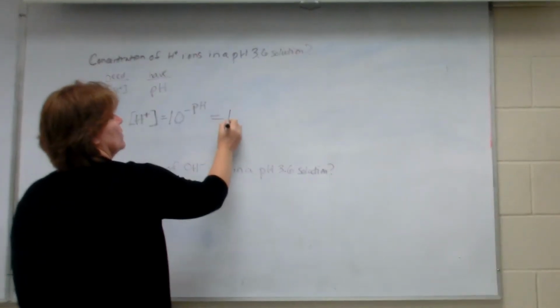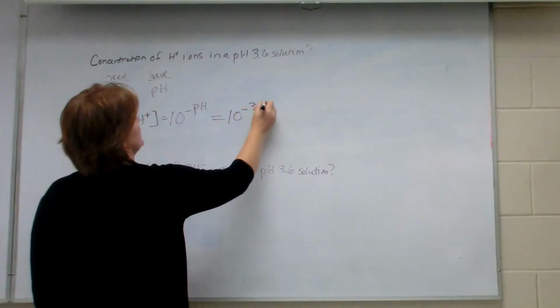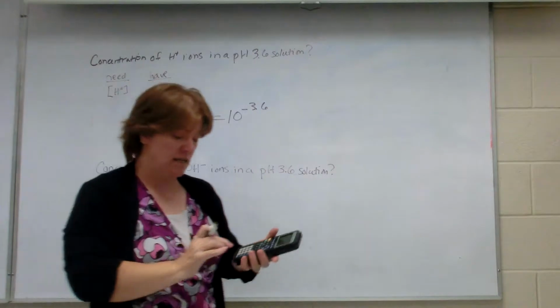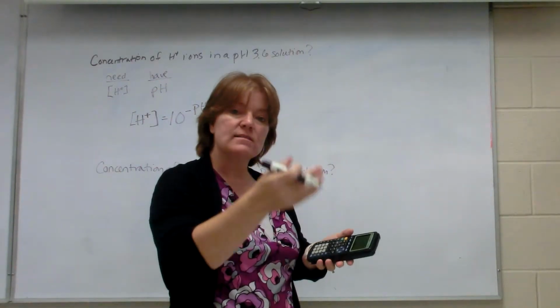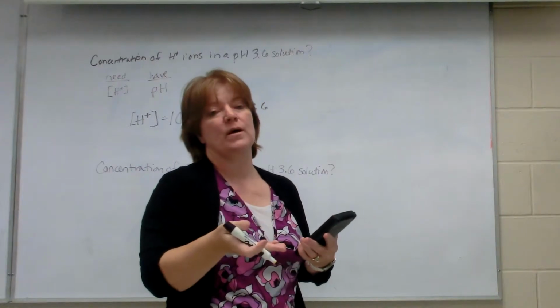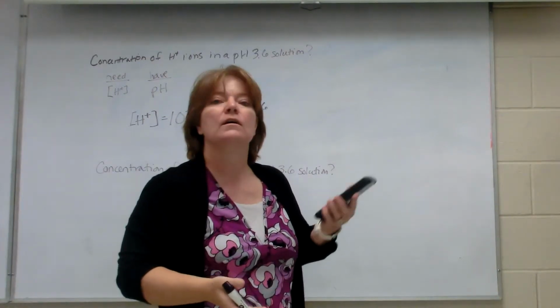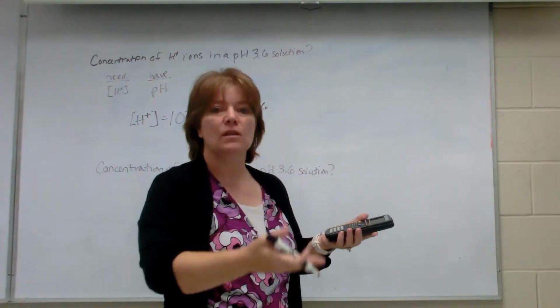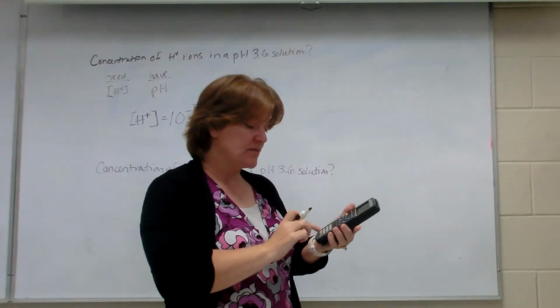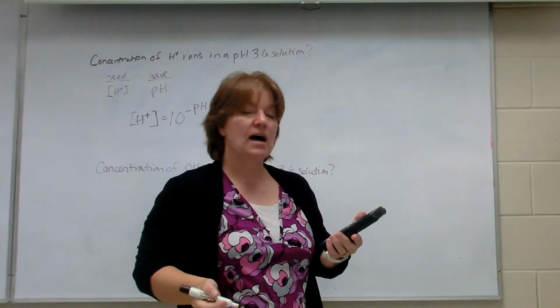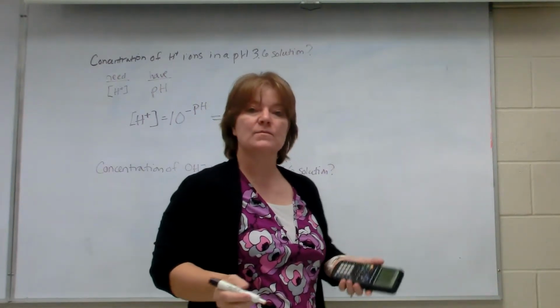So I'm going to type into my calculator 10 raised to the negative 3.6 power. You'll find the 10 raised to the power usually over the log button because it's the inverse of the log. A lot of times the second button with the log button will get you 10 raised to the x power. Make sure to include that negative sign, it will change your answer. And I get 2.51 times 10 to the negative 4.